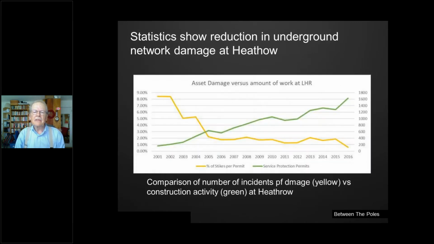And this shows you some of the statistics. The yellow shows you the number of strikes per permit. That's a permit to dig. And the green shows you overall construction activity. And you can see that they continue to bring the number of strikes down.